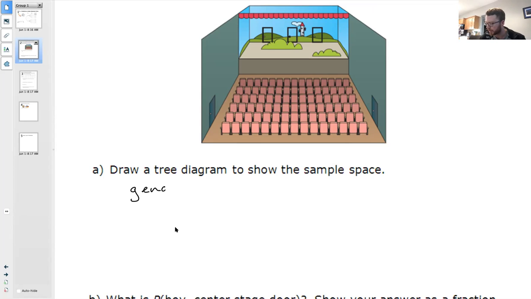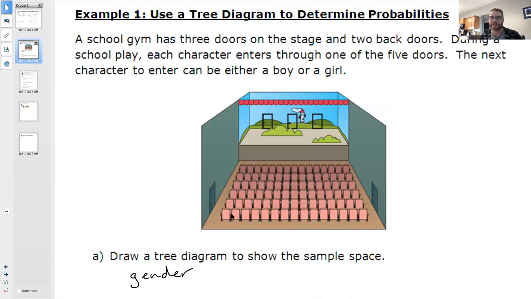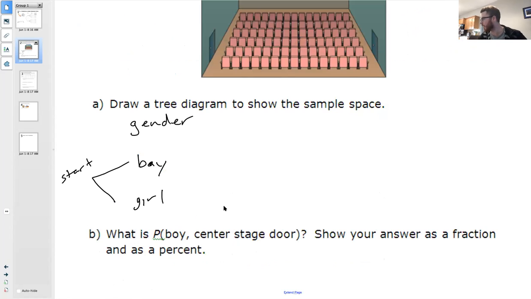So the first is going to be gender, and of those options, we only have a boy or a girl. This is just the start of the probability tree. So what are the doors that the boys or the girls can go through? We said that there were 3 doors on the stage and 2 back doors. For the doors on the stage, we can break those down to be center, right, and left. And the back doors can be left and right as well. We'll start with the gender, and the next outcome will be the door that the person enters in.